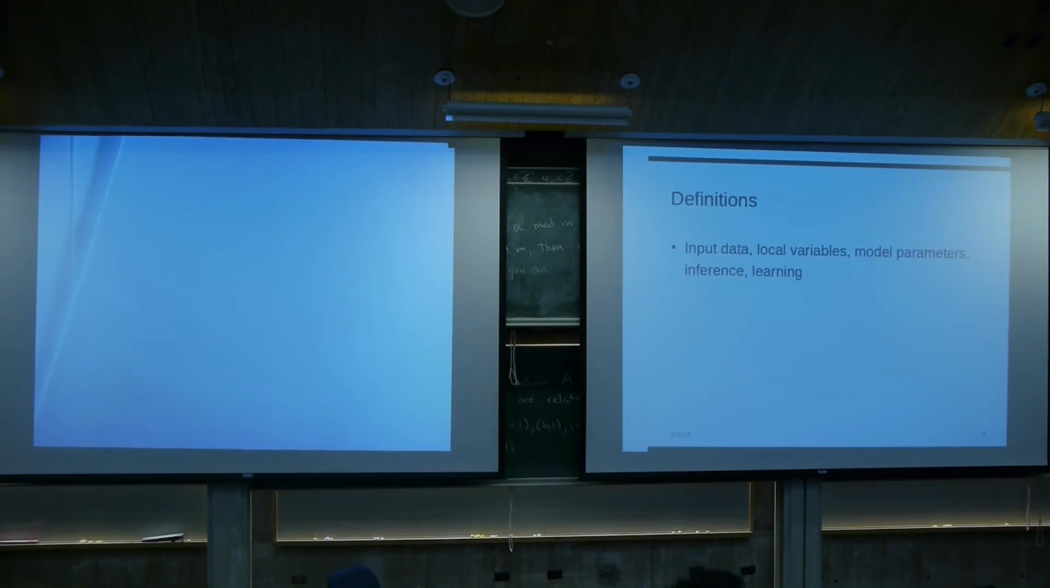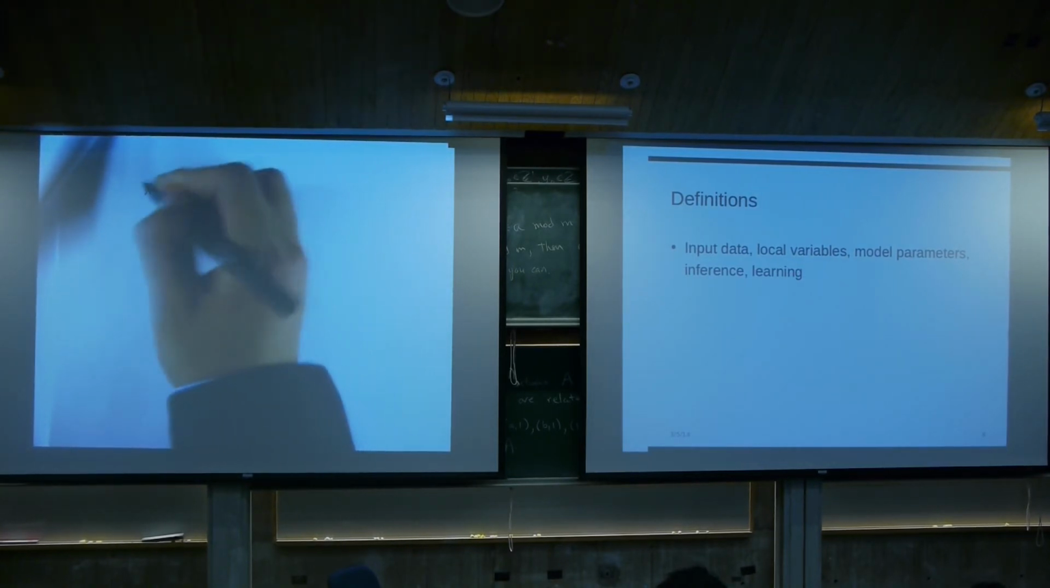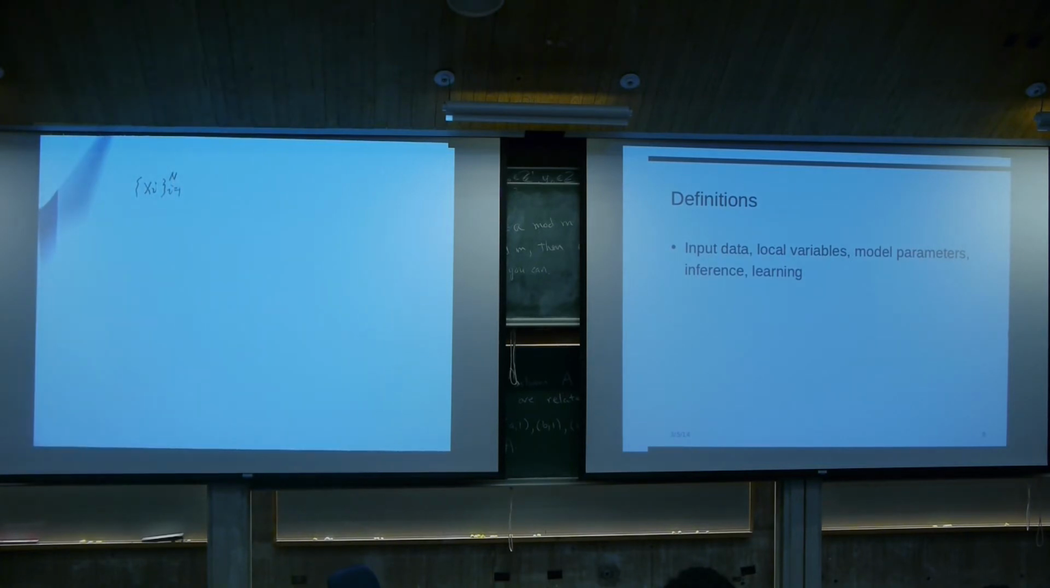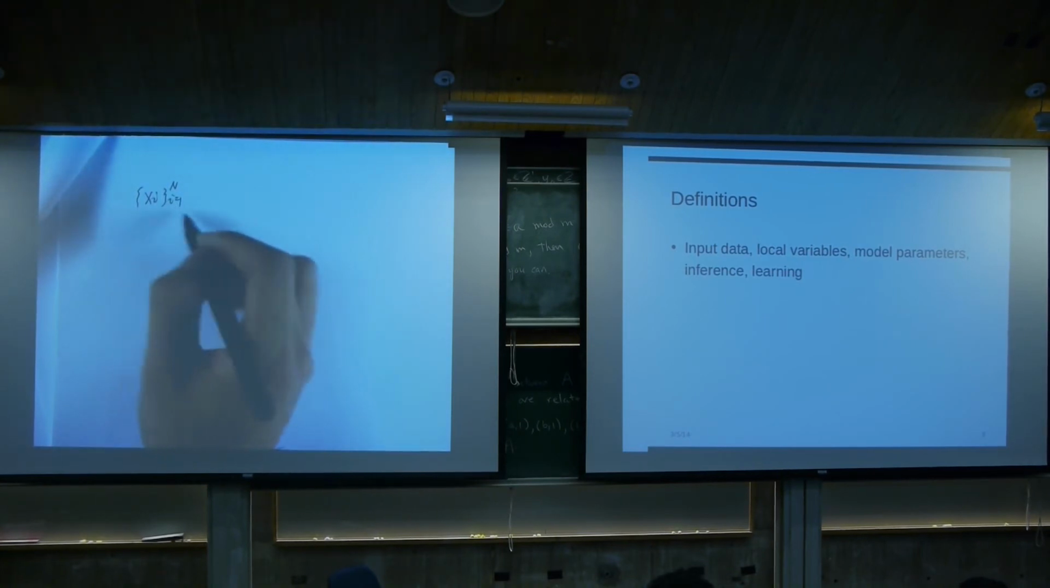So before proceeding to EM, let's first clarify some definitions. The first one is input data. Input data is the data you observed. In this example, it's the points you observed, right? Each point might have a feature vector. And actually, all you observed is this set of x.